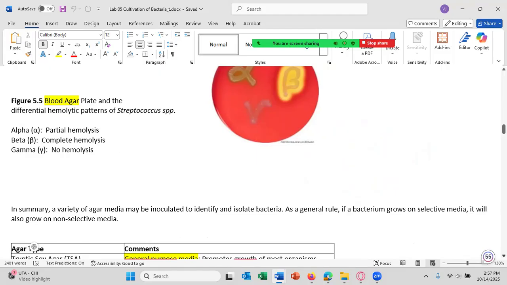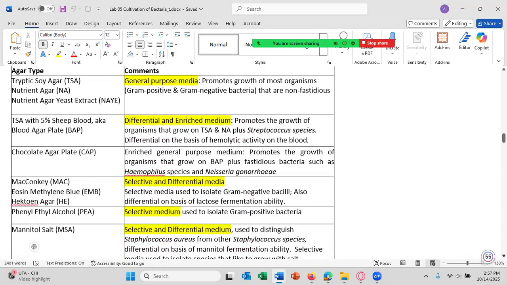All right, this table is showing you the different types of media. General purpose media, there's three we've talked about: tryptic soy agar, TSA, nutrient agar, or NA, and nutrient agar with yeast extracts. And then there's a differential and enriched general purpose medium, and that is TSA with 5% sheep's red blood cells added, and this we call blood agar, or BAP. It's a differential and enriched general purpose media. Then we have CAP, which is only an enriched general purpose media.